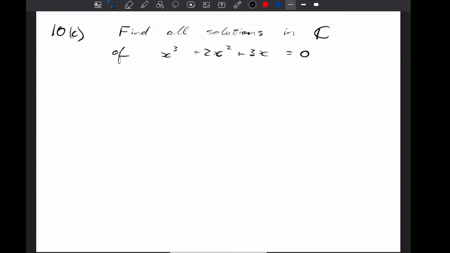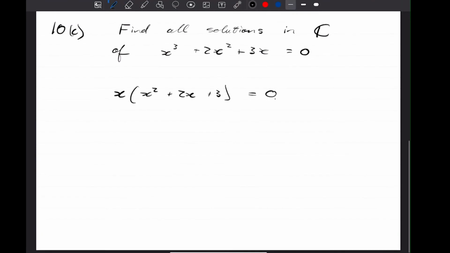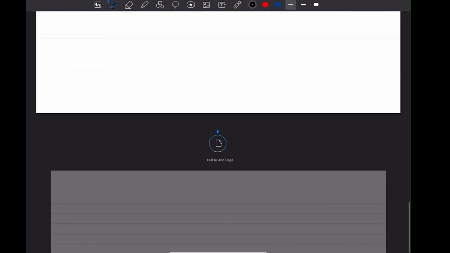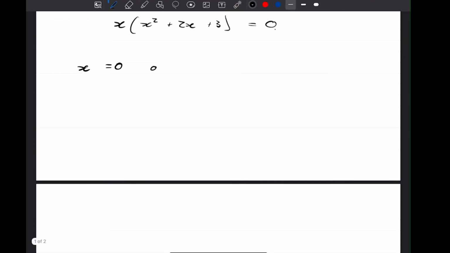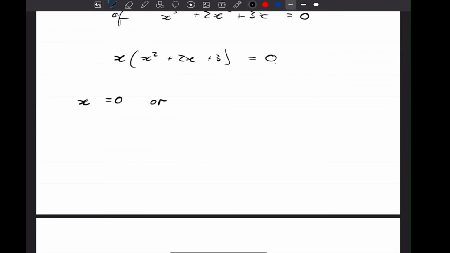Find all the solutions in the complex numbers of the following equation. So here we've got a polynomial equation. So let us write it this way: x cubed plus 2x squared plus 3x is equal to 0. So here we already see 0 is a solution, and here we've got a quadratic. So let's use the quadratic formula to solve this quadratic. So the solution is either x is equal to 0 or x is equal to, and now we need to know the quadratic formula.